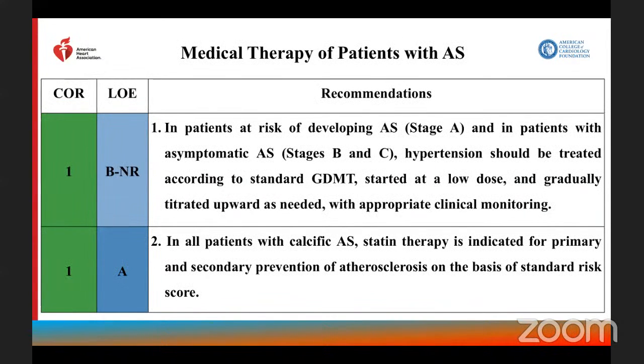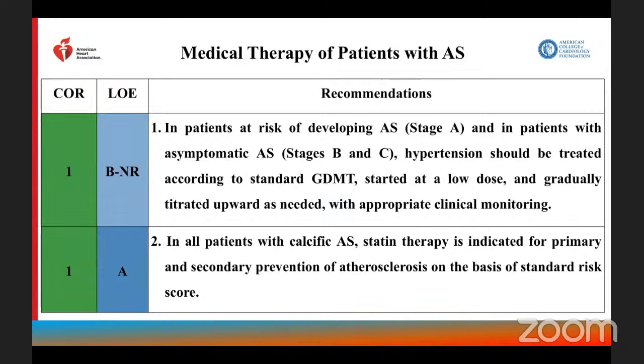Medical therapy for patients with aortic stenosis. In patients at risk of developing aortic stenosis, stage A, and patients with asymptomatic aortic stenosis, stage B and C, hypertension should be treated according to standard guideline directed medical therapy. It is started at low dose and gradually titrated upward as needed with appropriate clinic monitoring. This is a class 1B.